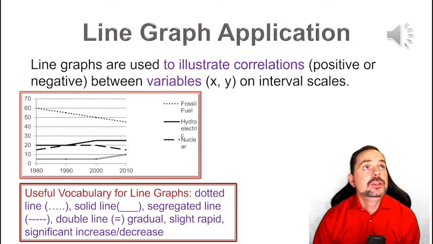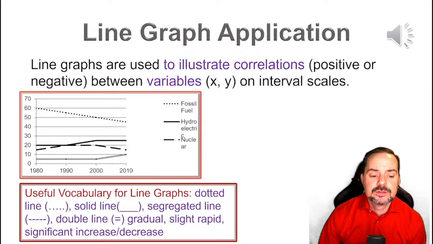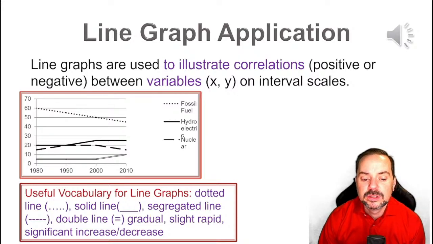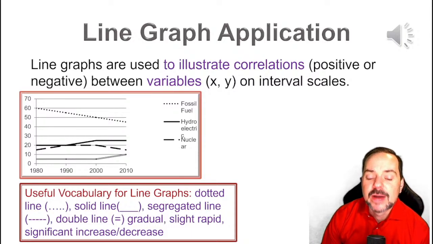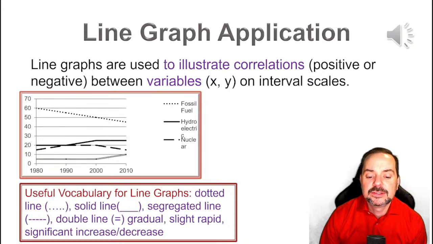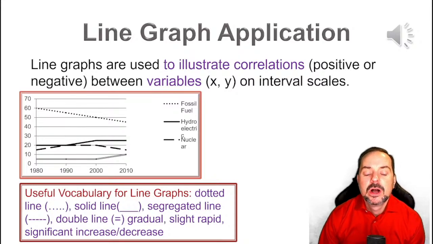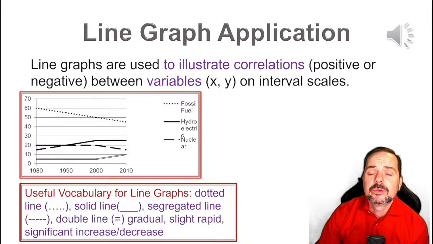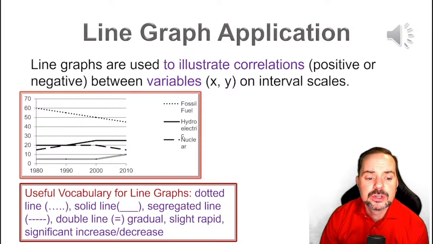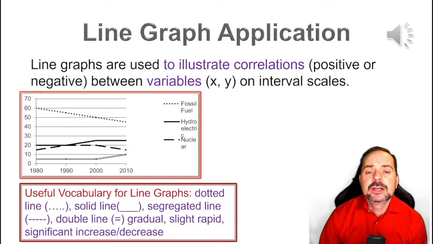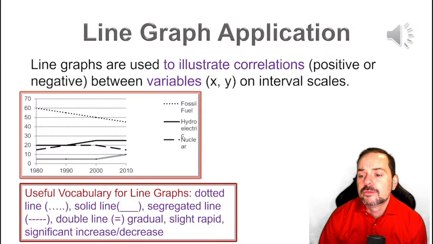And then you can see some vocabulary here that's useful for line graphs. So you can say the dotted line, the solid line, segregated line, double line. And then you have gradual, like gradual increase or gradual decrease, slight, rapid, significant. We'll use this vocabulary as we're writing our task 1 for our question here that I will show you in just a moment. But again, remember that line graphs show continuity. So you're using present perfect, you're using the progressive form, it's change over time.